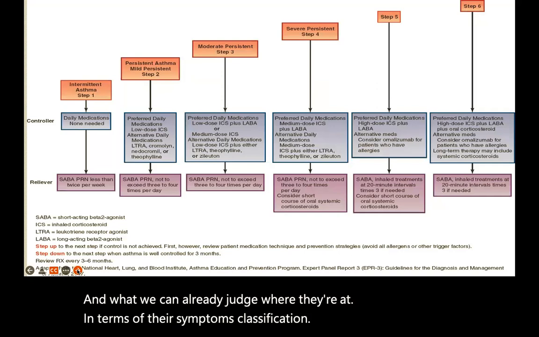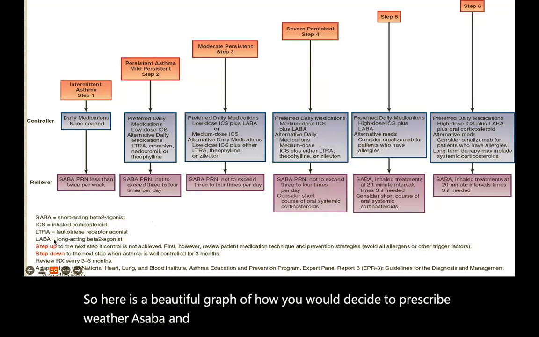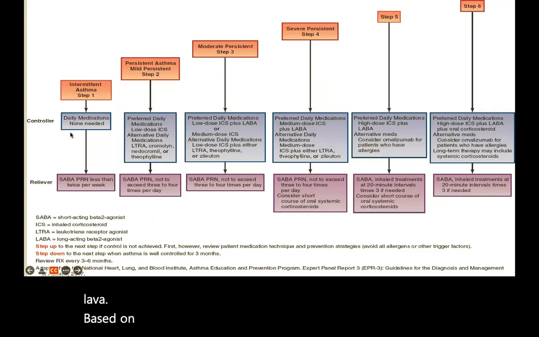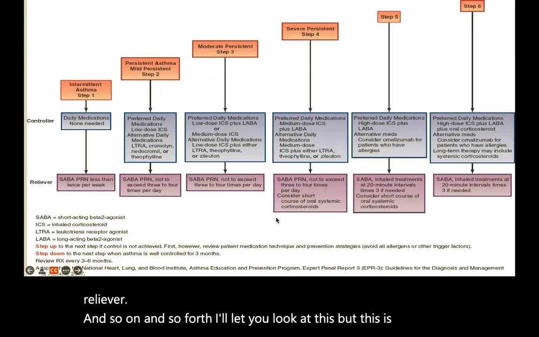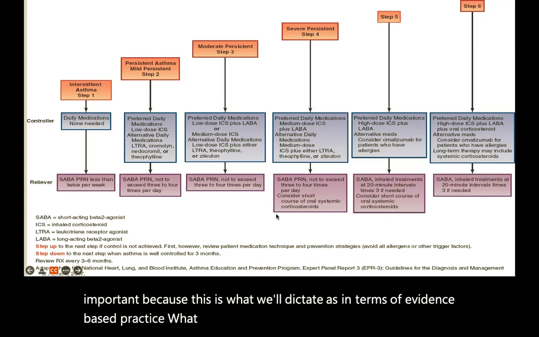So here is a beautiful graph of how you would decide to prescribe whether a SABA, an inhaled corticosteroid, a leukotriene receptor agonist, or a LABA based on their symptoms. So step one is the controller and the reliever, and so on and so forth. I'll let you look at this, but this is very important because this is what will dictate, in terms of evidence-based practice, what the best treatment options are. So know these standards.